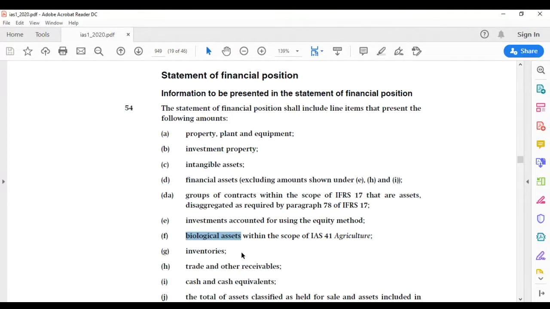Now, clearly it's an asset, so it must comply with the definition of an asset. So it is a present economic resource because of an event that happened in the past that has the potential to produce economic benefits. So it's an asset. But in addition to that, it's a living thing, something that is actually alive. Okay, that is why students always find this so amusing.